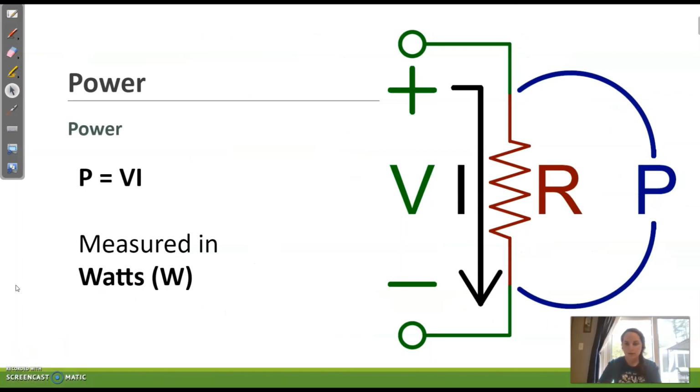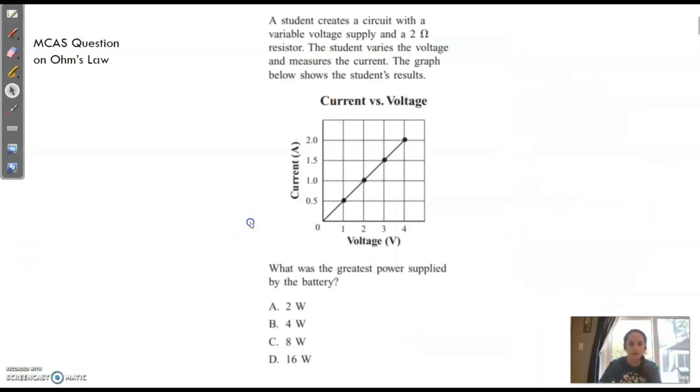All right, so let's talk about power. Power is equal to IV or VI. You can write them both ways, but basically it's your voltage times your current. It's basically telling you how much power is in your circuit, and it's measured in watts.